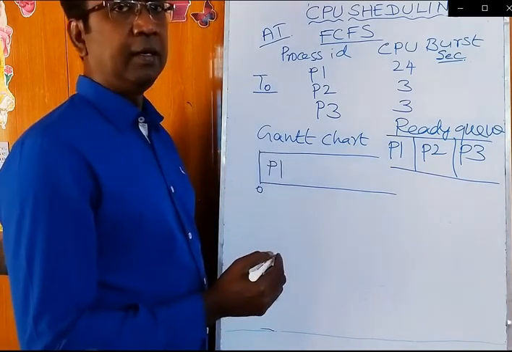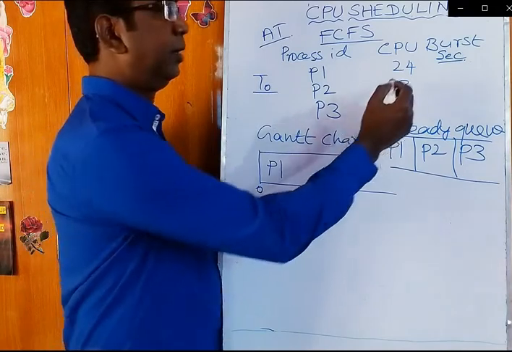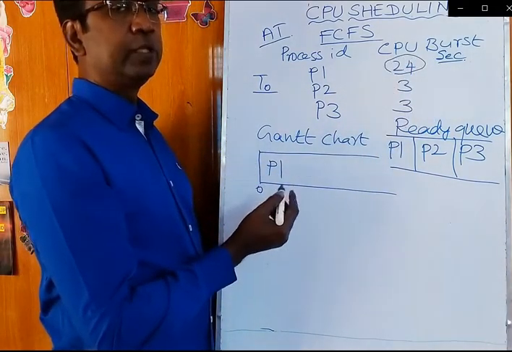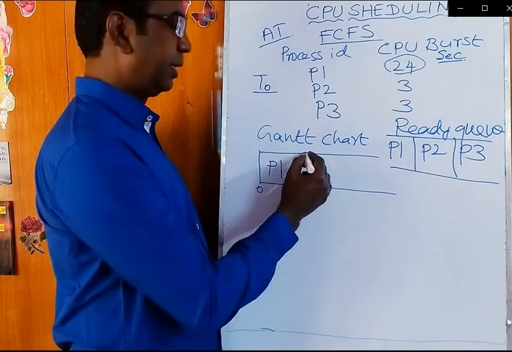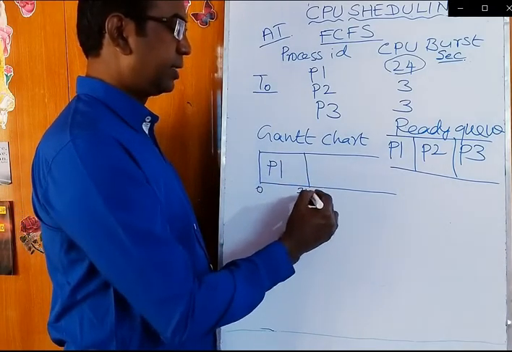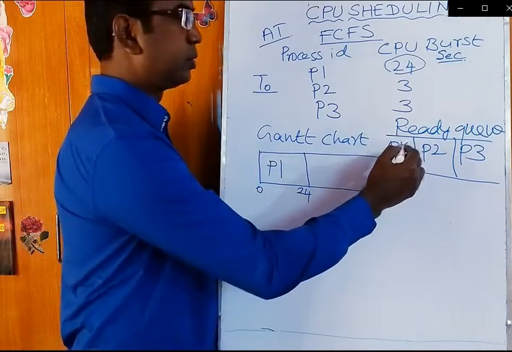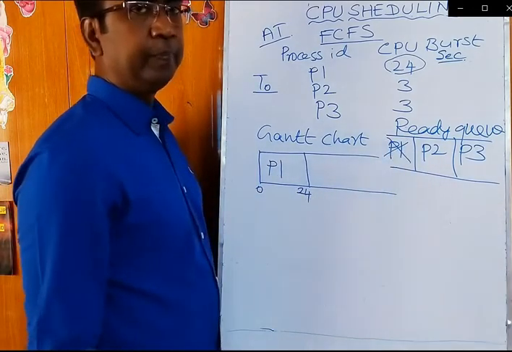What is the CPU burst time for P1? 24 seconds. So P1 will use the CPU for 24 seconds. After 24 seconds, it will complete its job and come out of the CPU. So P1 is removed from the CPU.